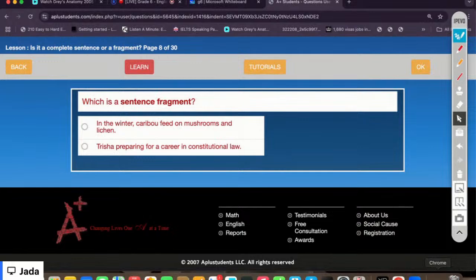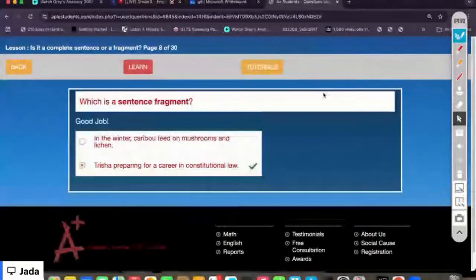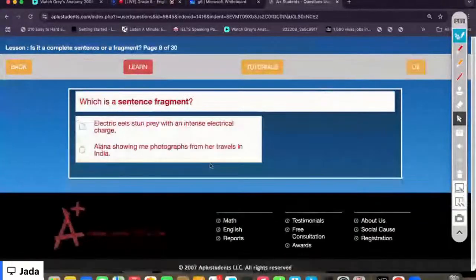So we can actually say Trisha preparing, because that's missing a helping verb. So it's supposed to be something like Trisha is preparing for a career in constitutional law. So which is the sentence fragment? Electric eels stun prey with an intense electrical charge. Alana showing me photographs from her travels in India. What is the sentence fragment here?